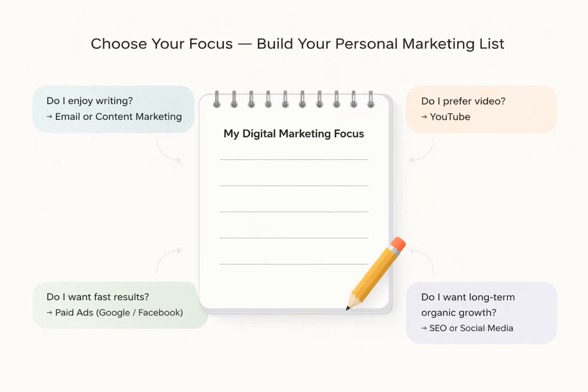The instructor gives a very practical piece of advice here. Don't try to do everything at once. Instead, sit down and make a list of which digital marketing channels actually appeal to you and align with your goals. Do you enjoy writing? Email marketing or content marketing might be your path. Do you prefer being on camera? YouTube could be your focus. Do you want quick results and have a budget? Paid advertising on Google or Facebook might be the answer. Do you want sustainable long-term growth without spending on ads? Then SEO or organic social media is worth investing in.